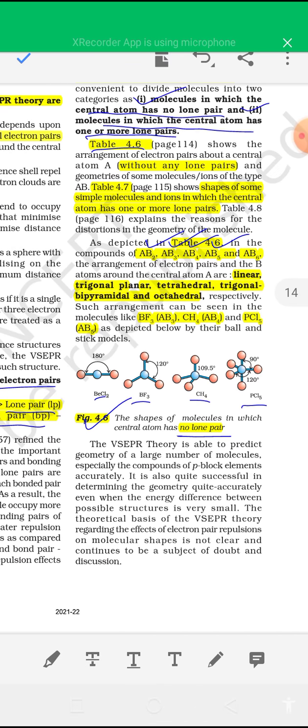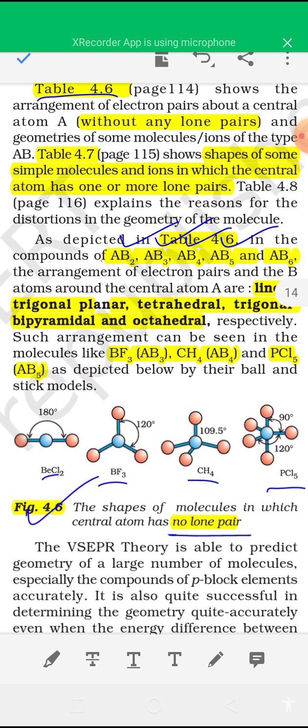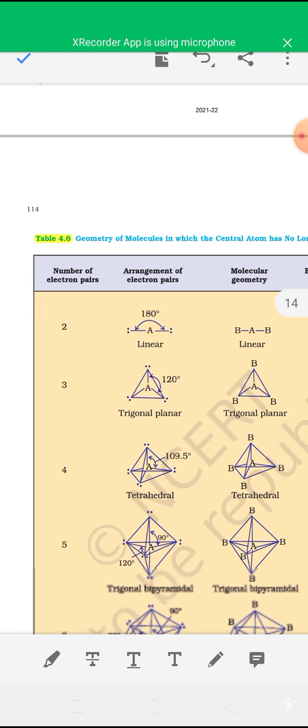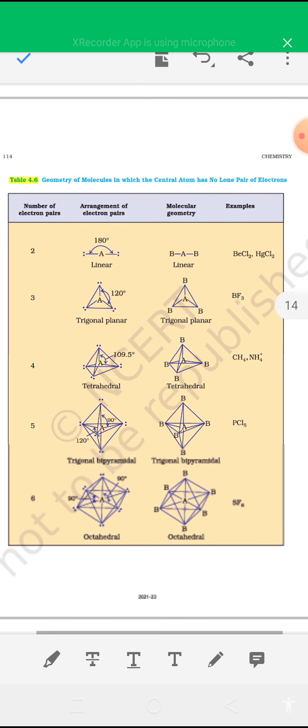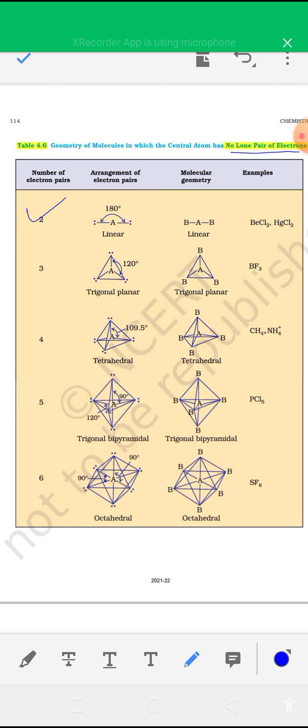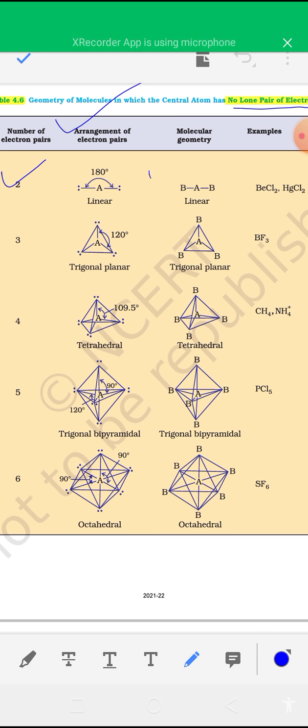Examples of compounds having one or more lone pairs of electrons are given in table 4.7. So this is 4.6, compounds having no lone pair of electrons, and their structure is also given. If the total number of electron pairs is 2, that is, 2 bond pairs and no lone pair, then the shape of the molecule is linear. It is an AB2 type molecule, and the molecule is linear. Examples are BeCl2 and HgCl2.